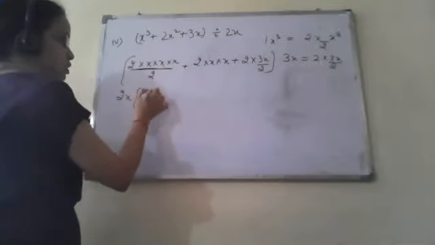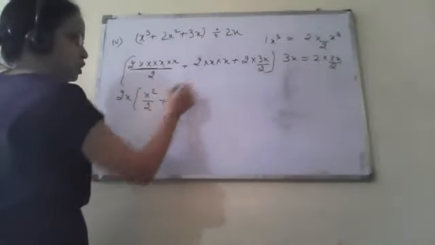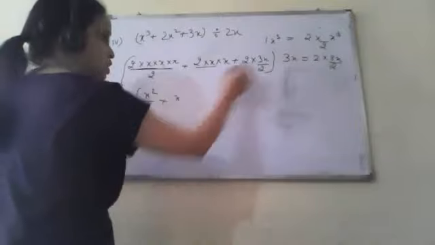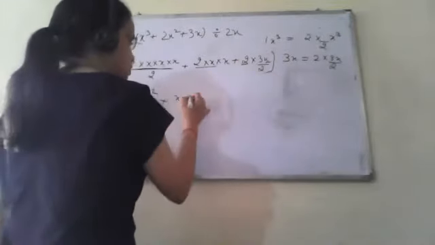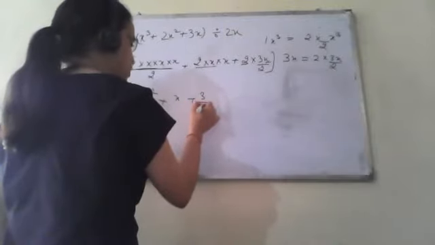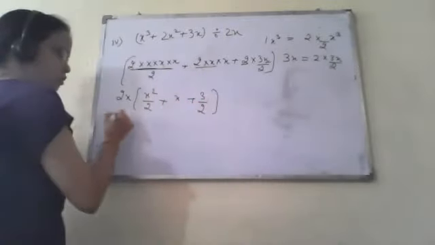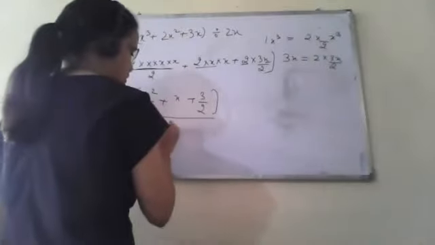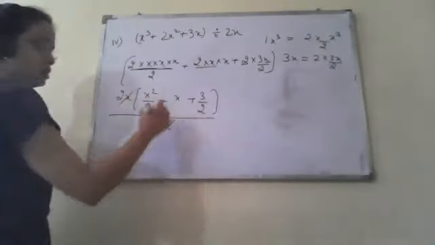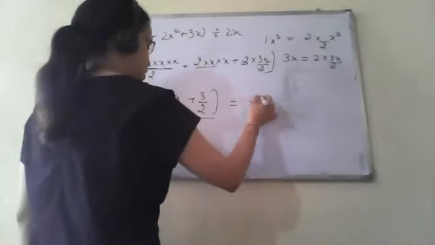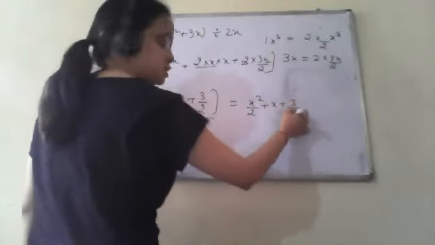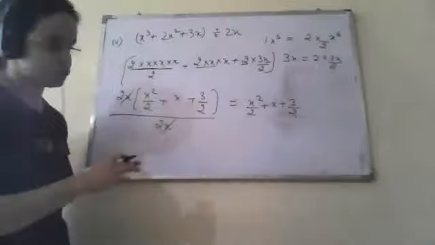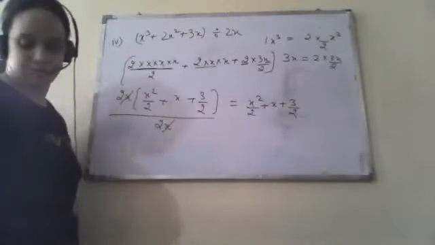This is x square upon 2. Here it is x and here it is 3 by 2, we have taken this common. So we have to divide this expression by 2x. This will get cancelled and the remaining expression will be x square upon 2 plus x plus 3 by 2. So this is our answer.